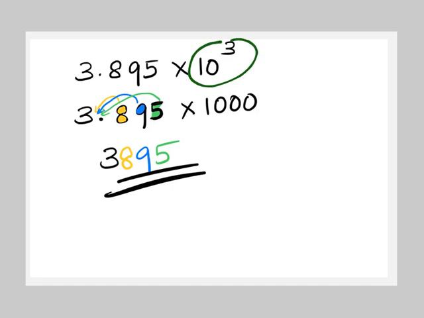Here we are multiplying with 10 cube, that means 1000. When we multiply with 1000, digits move to the left. So this digit moves to the left, again this moves to the left, and then that digit moves to the left. So 8 goes first, and then 9 moves to the left, and then 5 moves to the left. That is how we got 3895.